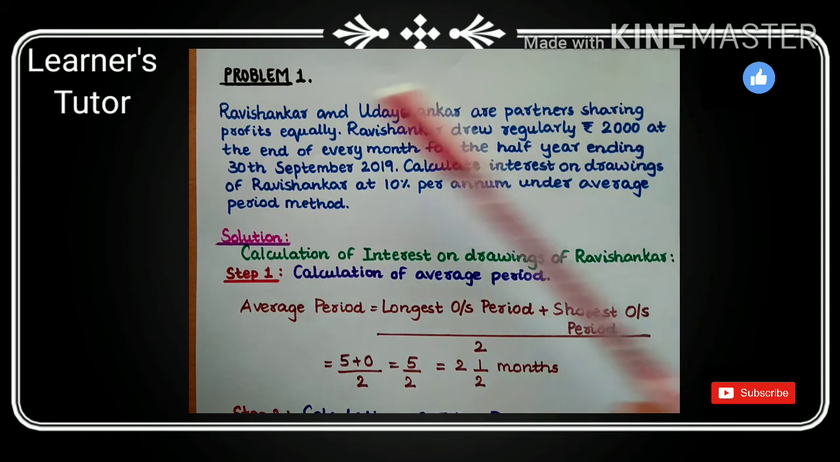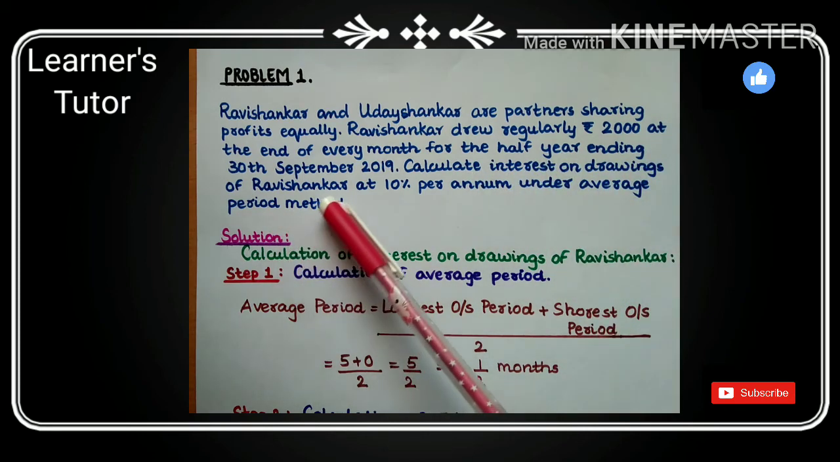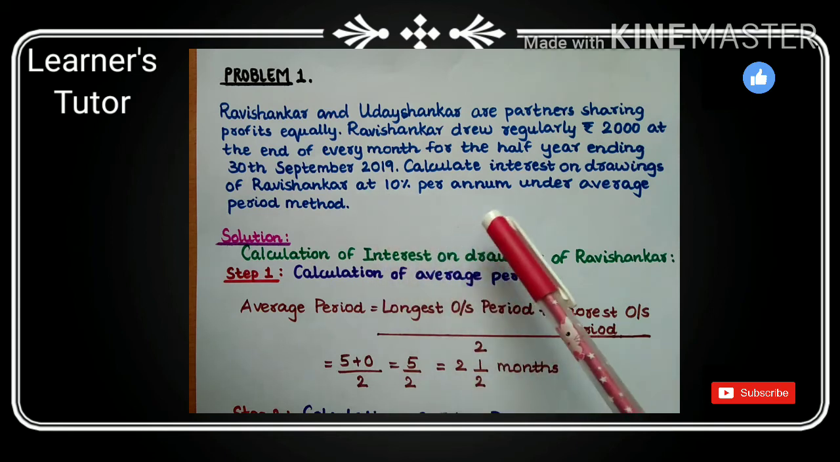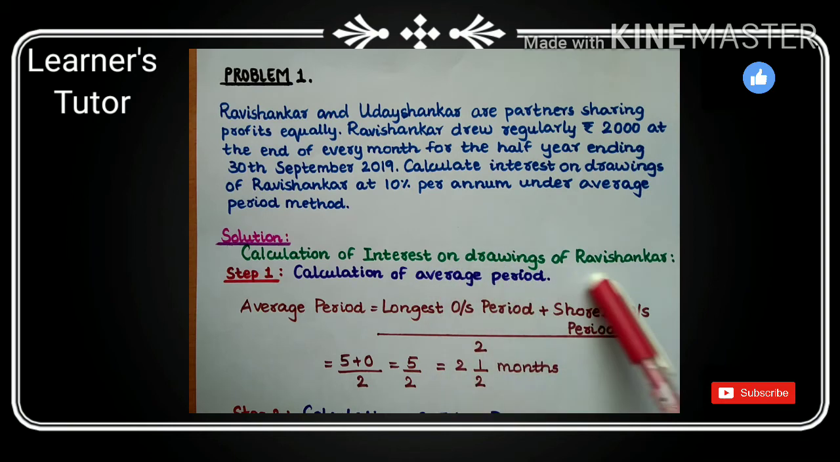Remember one thing. This statement is very important. End of every month is taking in half year ending. Half year means 6 months that he is withdrawing on till 30th September 2019. From 30th April 2019 to 30th September 2019 he is taking 2,000 rupees money regularly. So calculate interest on drawings of Ravi Shankar at what rate? 10% per annum under average period method. Let us calculate the interest on drawings of Ravi Shankar.